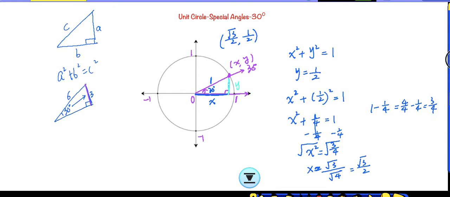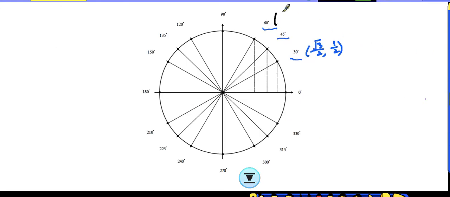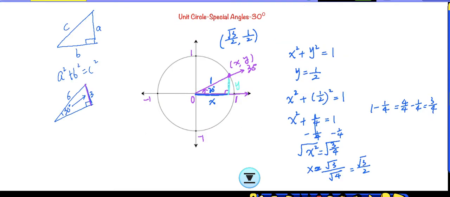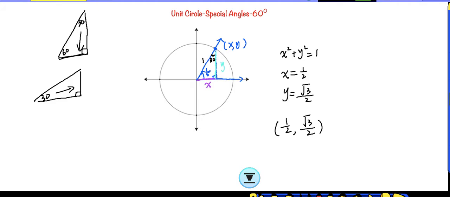So I'm going to go back here and write down that this one is 1/2, radical 3/2. See, they just changed the x, y coordinates. We switched them, and we can get 30 degrees and 60 degrees. Okay, so that's it. Now let's go back to the very last one, 45 degrees.